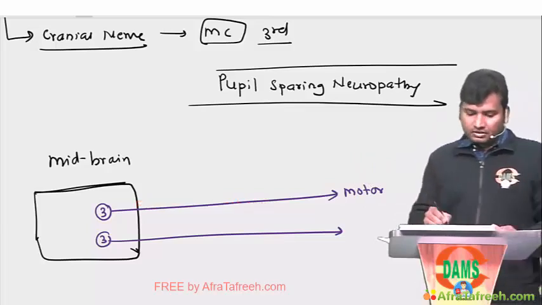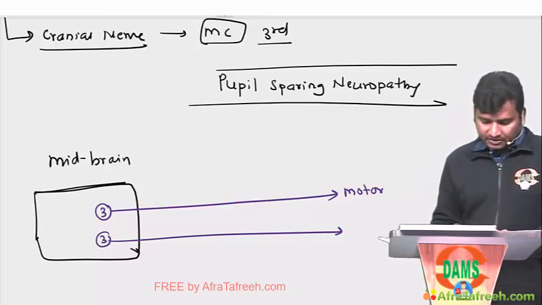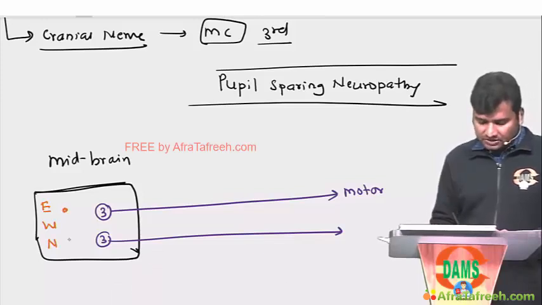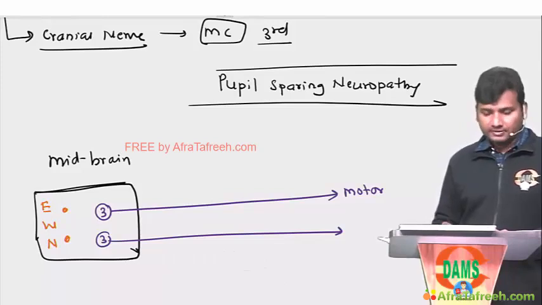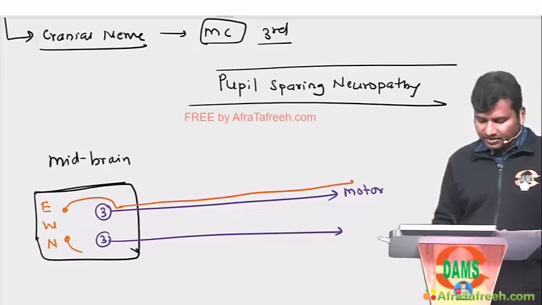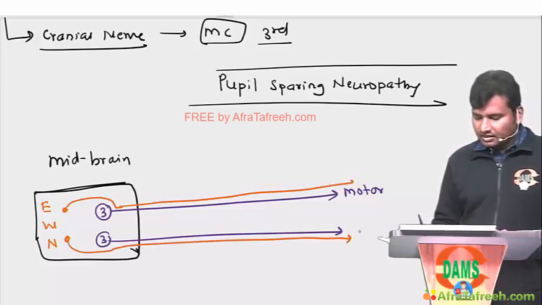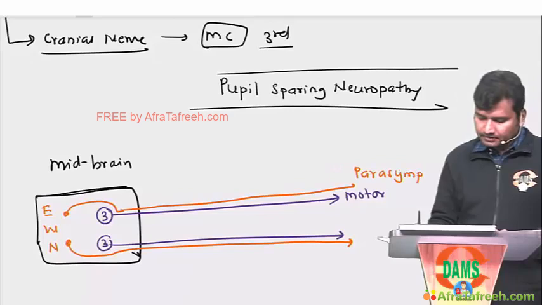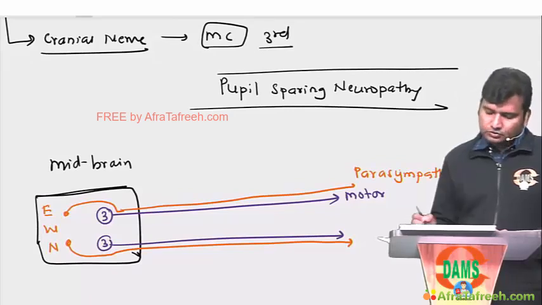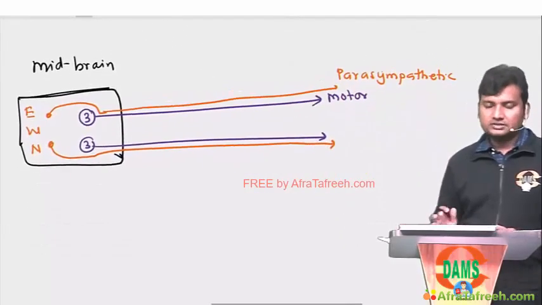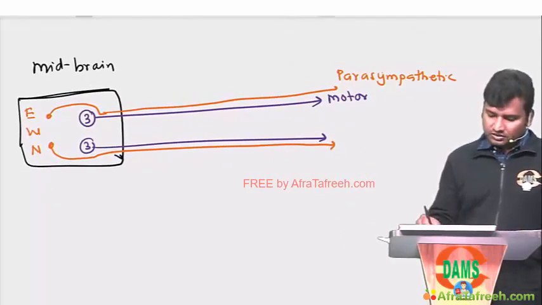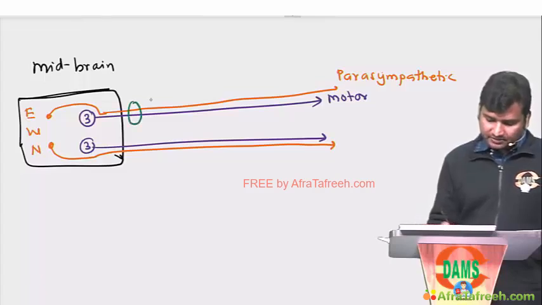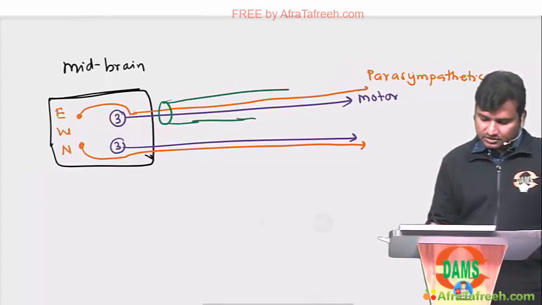Okay. Now, our midbrain is also having the Edinger-Westphal nucleus. This Edinger-Westphal nucleus present in the midbrain gives parasympathetic fibers, and these parasympathetic fibers are also traveling in the third nerve. So what is the third nerve? If I draw the third nerve, it is this green color. This is our third nerve.